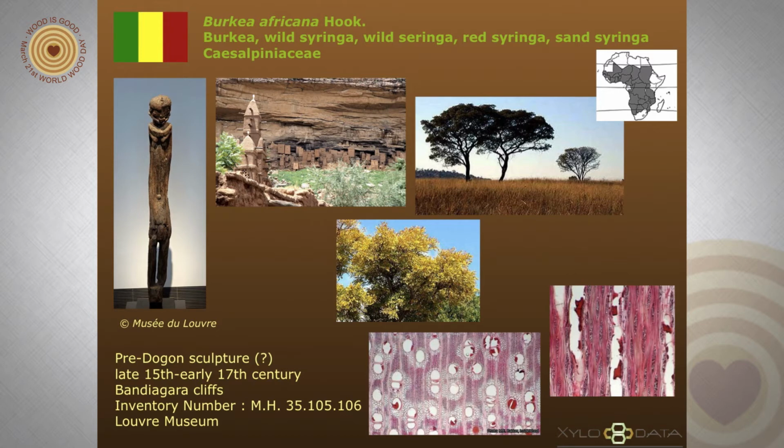The wood of this statue is the wild syringa, a medium-sized tree up to 20 meters tall. The wood is mainly used locally and traded in limited volume internationally. Also, the wood is very hard, but it's not difficult to saw. It's difficult to work with hand tools. It takes a nice polish when it's finished.